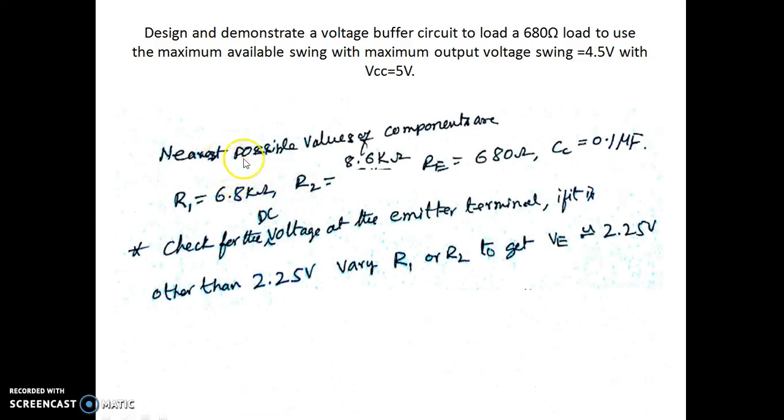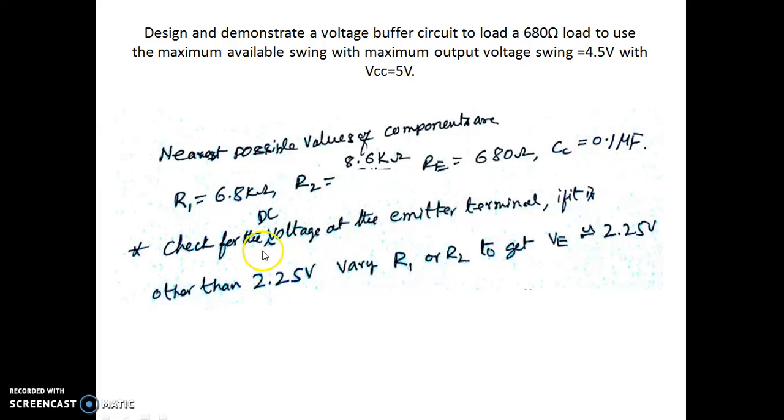We should choose the nearest possible values for the components. For R1 we can use 6.8, for R2 we can use 8.6, RE can be 680 ohms and CC is 0.4 microfarad.